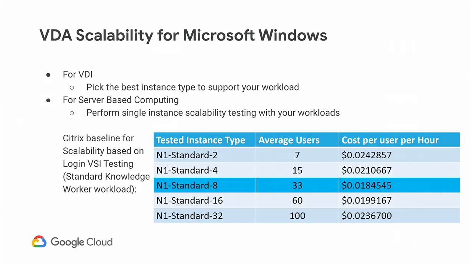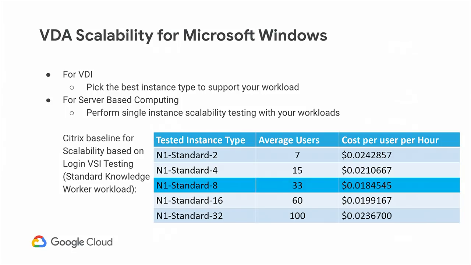For VDI, it's really simple. It's picking out the best instance type that you might have for your workload. For server-based computing, we want to look at single instance scalability within GCP to understand how many users we can get on a given workload.